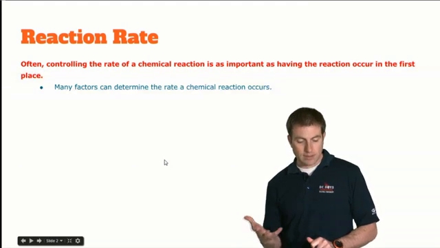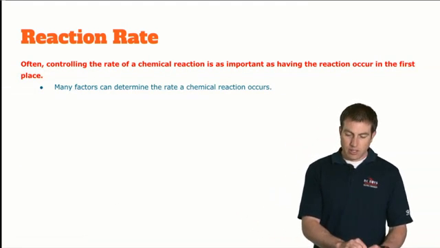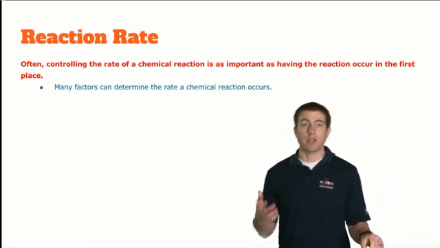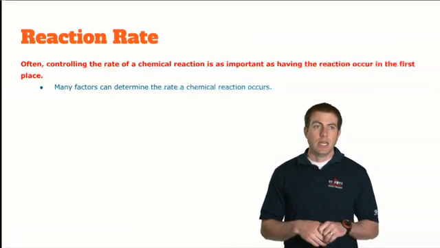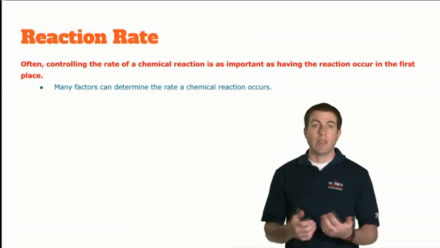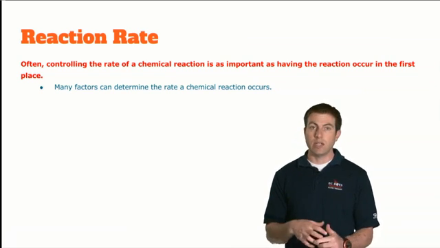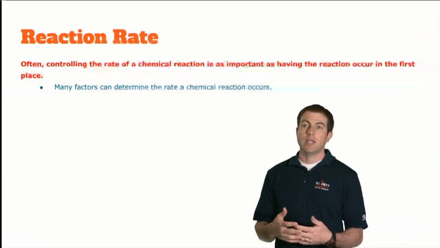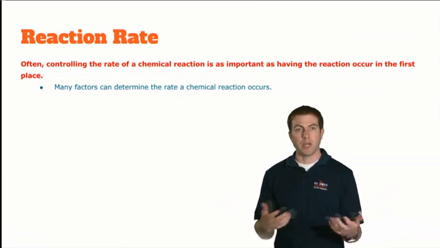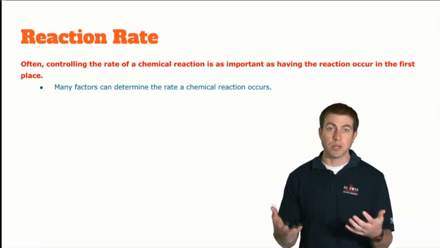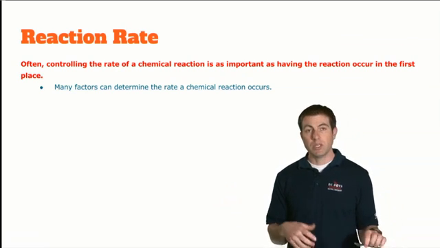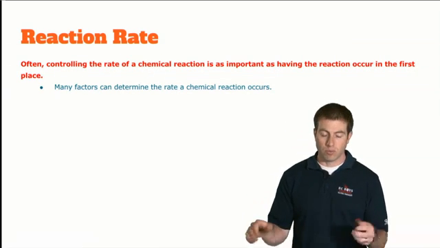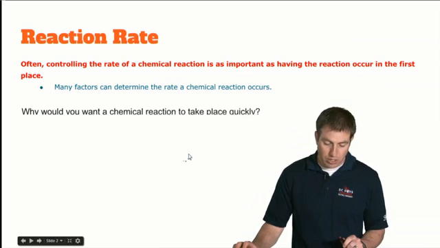So reaction rate. Often, this statement's really true: controlling the rate of a chemical reaction is as important as having the reaction occur in the first place. Some reactions occur really quickly, and they can happen so fast that you can't even see what's going on. Some reactions can happen so slowly that it takes very long periods of time for the reaction to occur, and for us to observe it, that's not really helpful. So if we can control how fast or slow a reaction proceeds, we can learn more from the reaction. So it is very important.